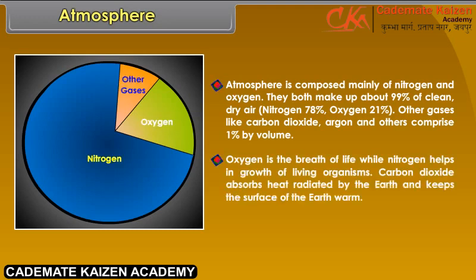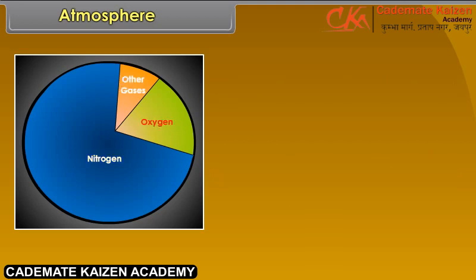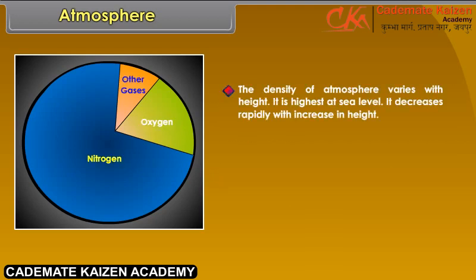Oxygen is the breath of life, while nitrogen helps in growth of living organisms. Carbon dioxide absorbs heat radiated by the earth and keeps the surface of the earth warm. The density of the atmosphere varies with height. It is highest at sea level. It decreases rapidly with increase in height.